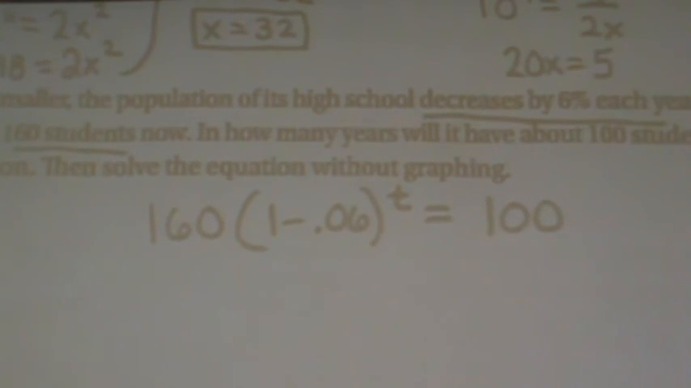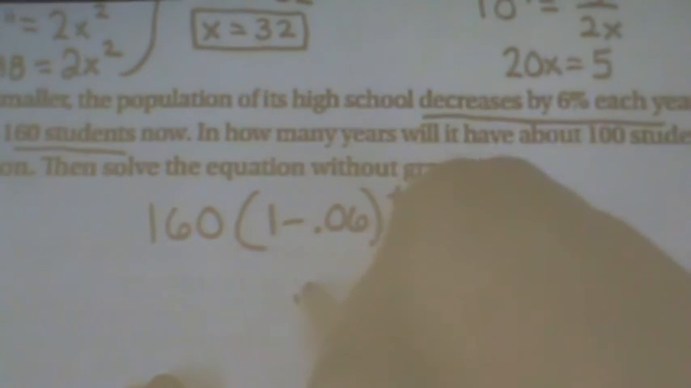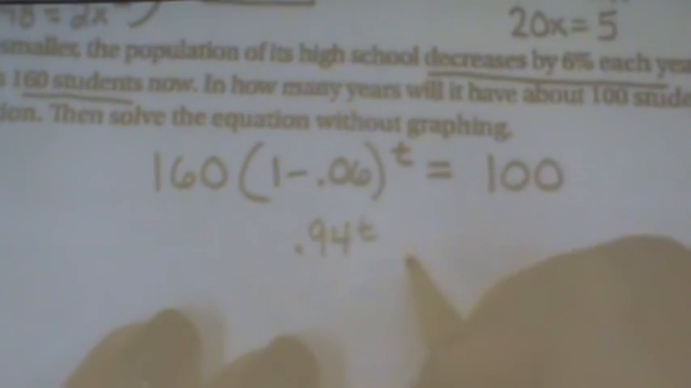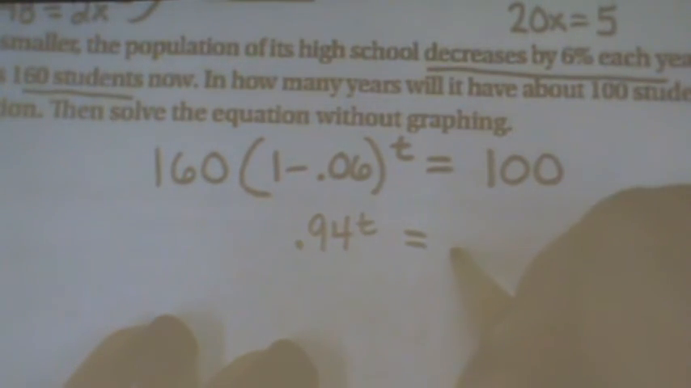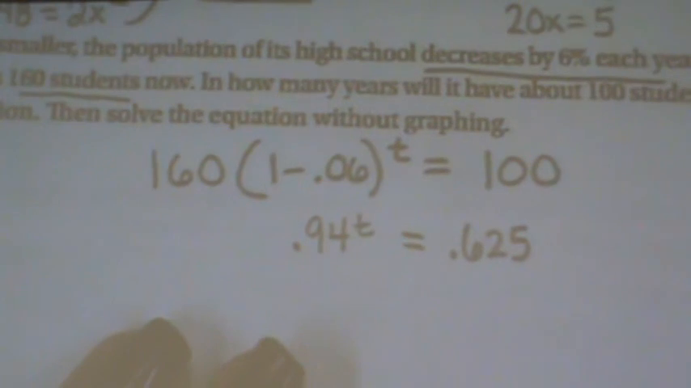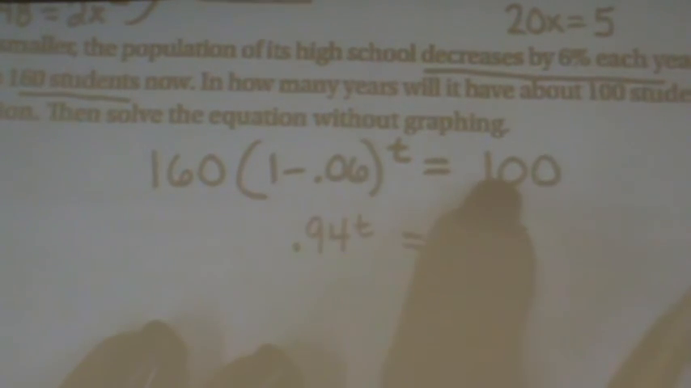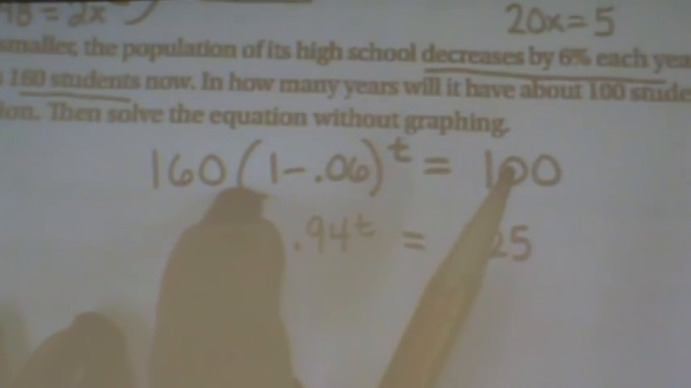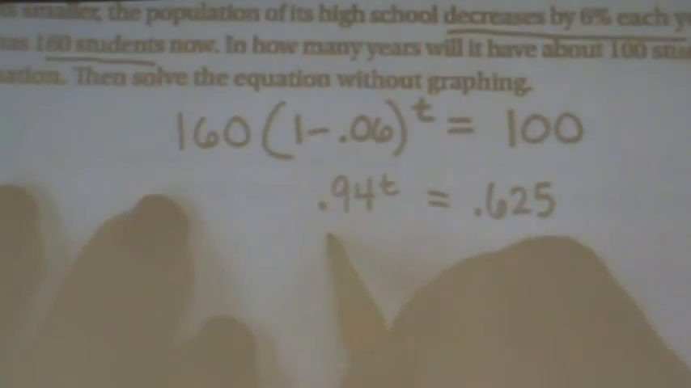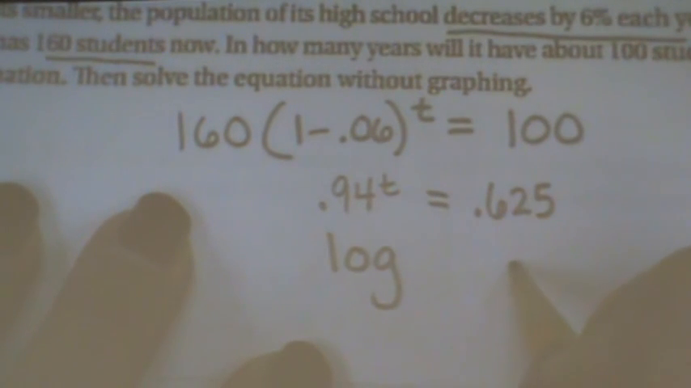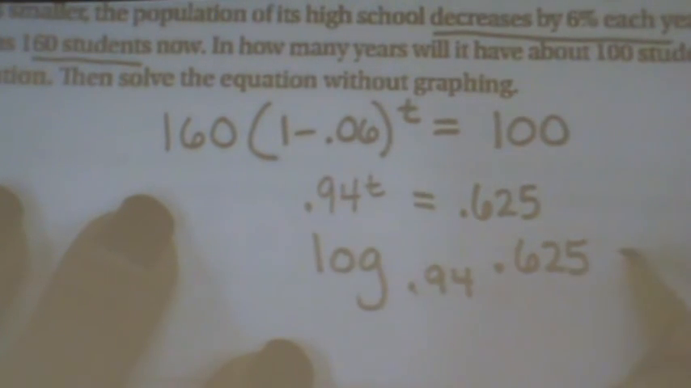So what would you do? What's 100 divided by 160? I got 0.625. So everyone, you did 100 divided by 160, you get 0.625. And then turn this into a log problem. It'd be the log of 0.625 base 0.94 equals t.